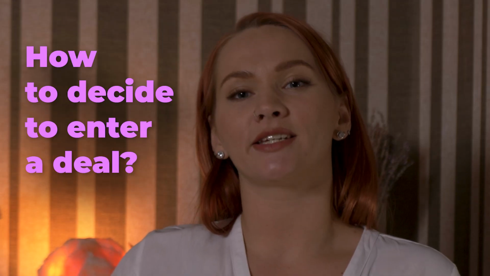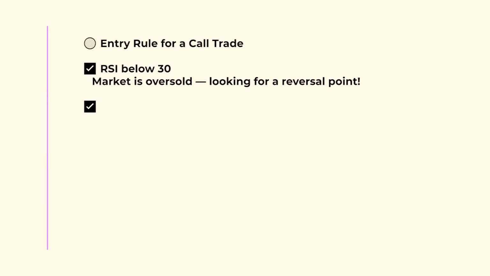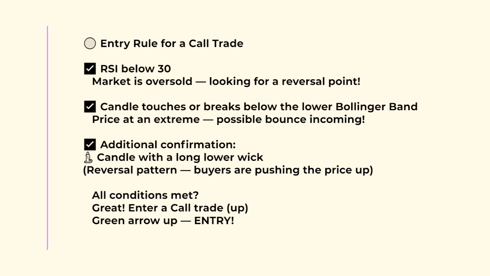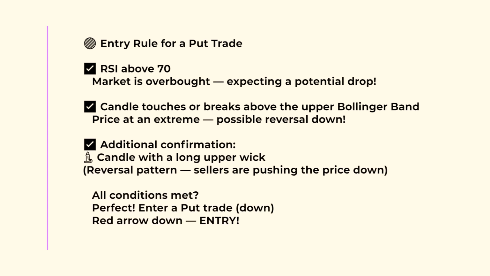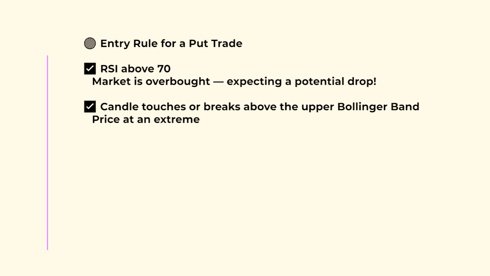Now, how to decide to enter a deal? Here is your actual algorithm. For a deal to buy, RSI below 30, candle touches or goes beyond the lower Bollinger border, additional signal, candle with a long bottom shadow. Reversal pattern. For a deal to sell, RSI above 70, candle touches or goes beyond the upper Bollinger Band, an additional candle with a long top shadow. The most important thing is to enter a deal on the next candle after the signal is confirmed, not earlier.